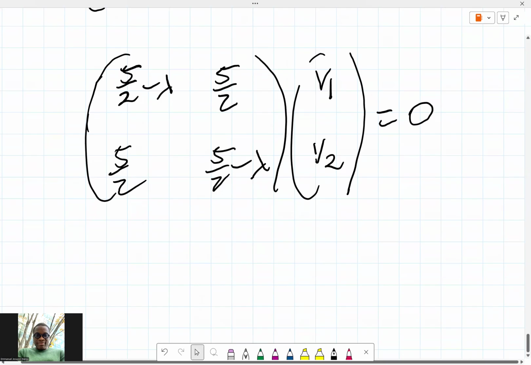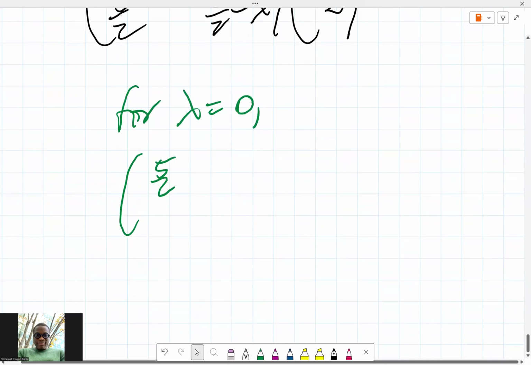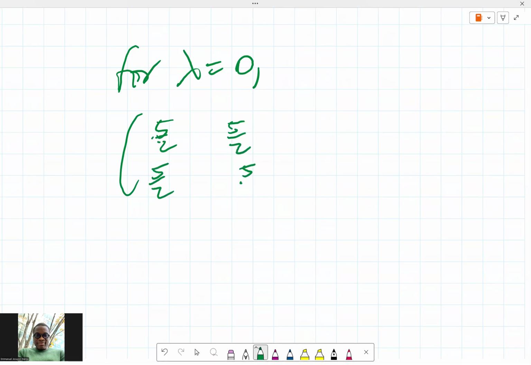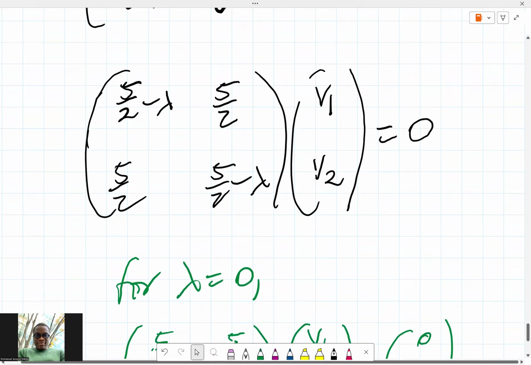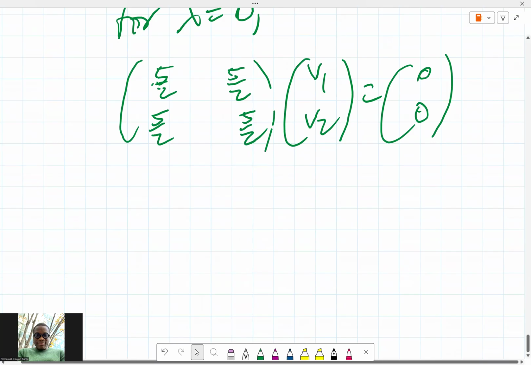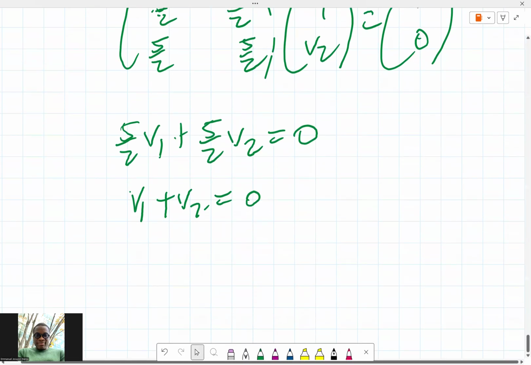So for lambda equals 0, we have 5 over 2 everywhere: 5 over 2, 5 over 2, 5 over 2, 5 over 2 into v1, v2 equals 0, 0. That's how that works. From what we have here, it's obvious that that is just 5 over 2 V1 plus 5 over 2 V2 equals 0. Even the second one is like that. If you multiply through by 2 over 5, or divide through by 5 over 2, you just get V1 plus V2 equals 0.